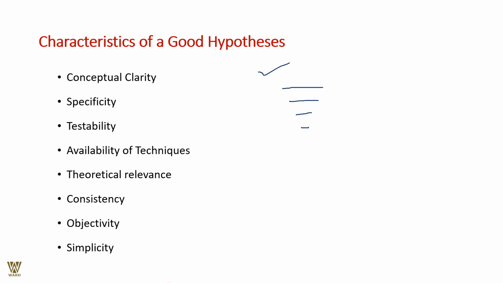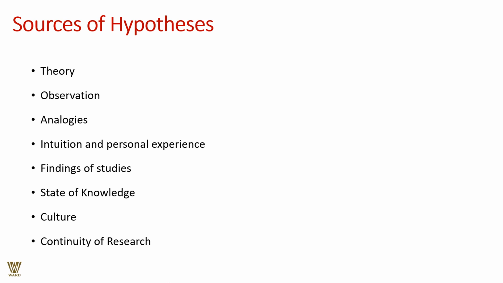Testability, availability of techniques from different approaches. If we attack a problem or try to solve a problem from different approaches, does it help us? And how do we go around it? That is what availability of techniques is all about. Theoretical relevance: if the outcome of this approach, of this approach, of this approach comes to a similar solution, it is relevant. It should be consistent, objective, and simple to understand and implement. And that is what the characteristics of a good hypothesis are all about.